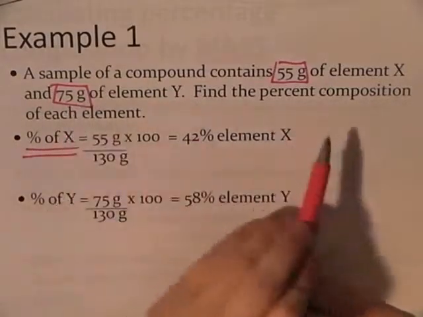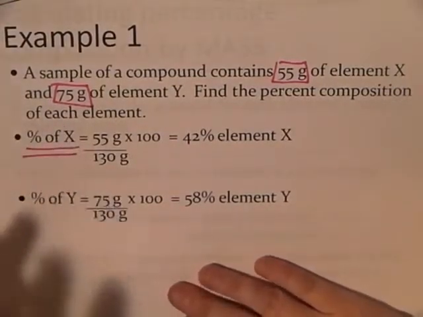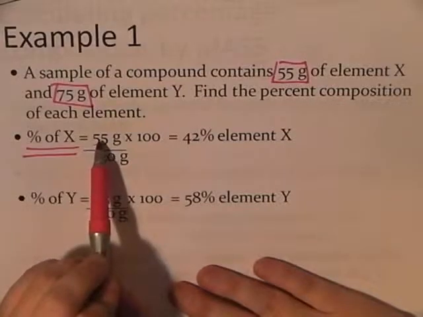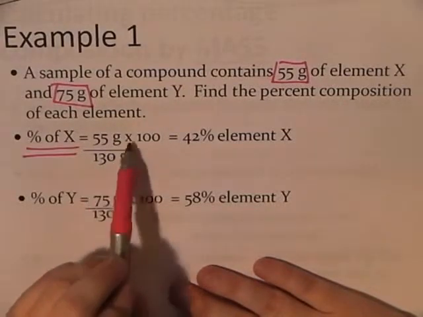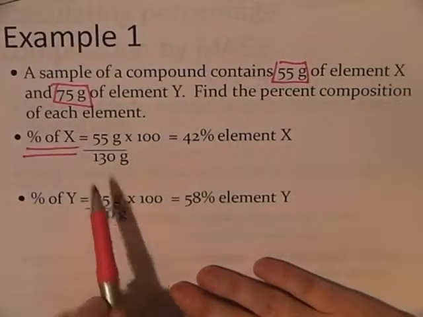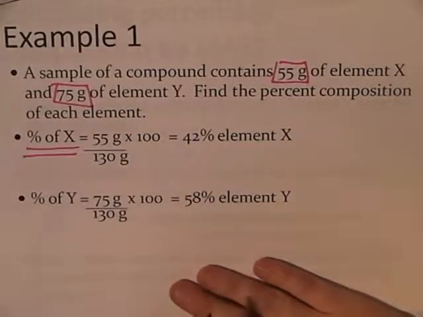Notice none of these have decimal places. Yours doesn't have decimal places either. And actually, we'll just stick with that. So, mass of your element divided by the total mass times 100, you get 42% of element X. Do the same thing with Y. Y is 75 grams. Do 75 divided by the total times 100, you get 58%.